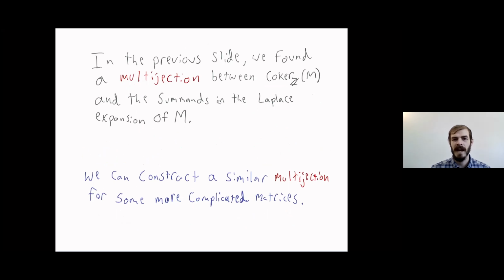So it's like a bijection to a multi-set, where we're mapping from the co-kernel to the summands, where it's not that we want a 1-to-1 correspondence, we want the pre-image of each summand to be of a very specific size. And this multi-ejection construction is going to work for more complicated matrices. So I'm going to give you a couple examples of some larger matrices we can work with, and then I'm going to talk more about the motivation for this.